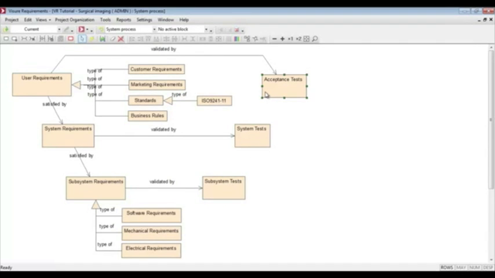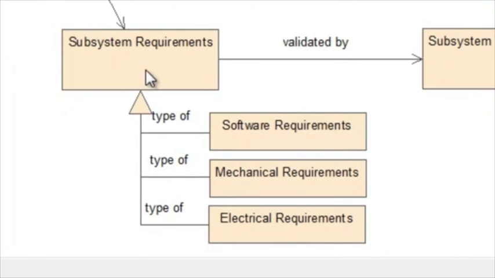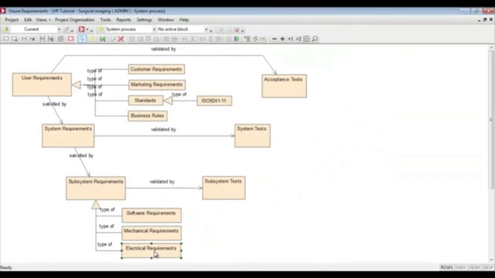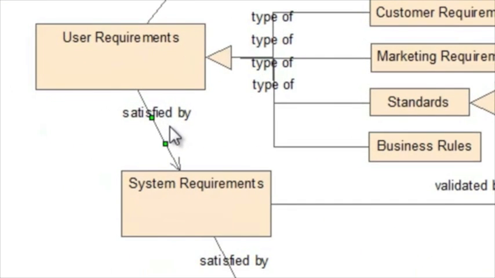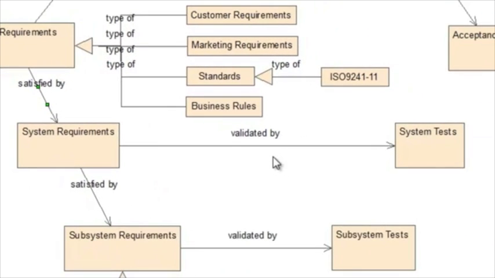We will be able to represent not only the different element types, but also the subtypes. We can indicate that the system requirements are composed of software, mechanical, and electrical requirements. Apart from that, we will be able to indicate the relationships between the elements. For instance, between user and system requirements, we've got a satisfied by relationship. Whereas between system requirements and SIFS tests, we've got a validated by relationship type.